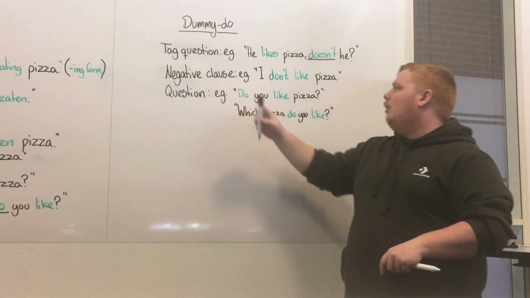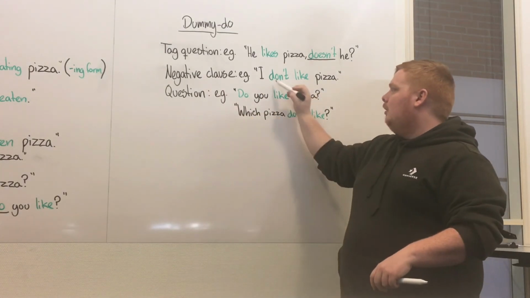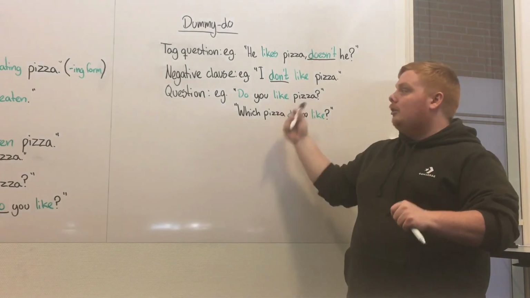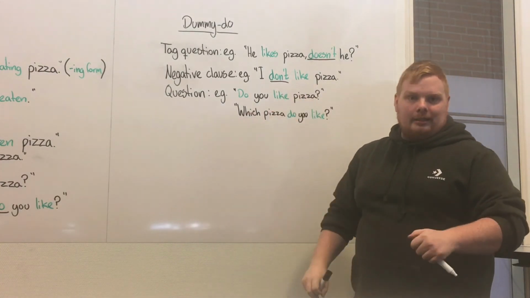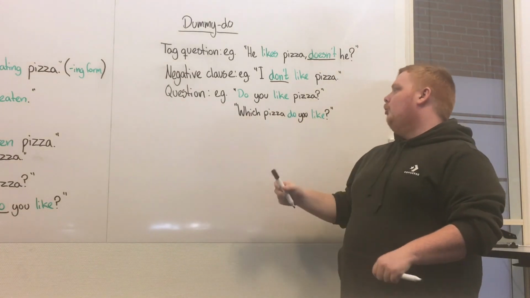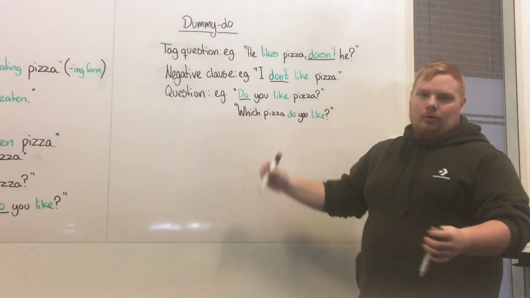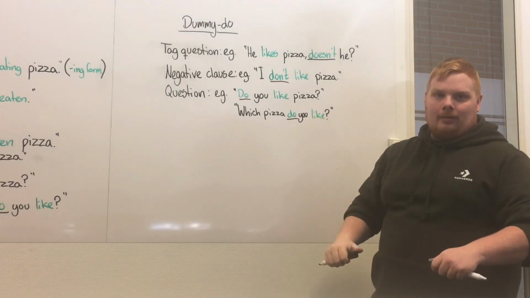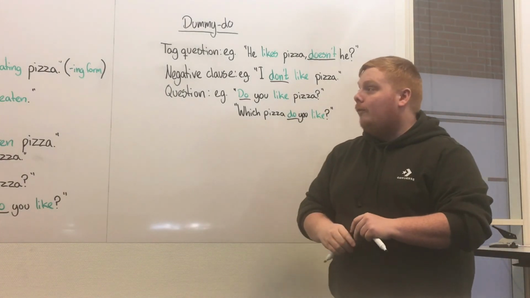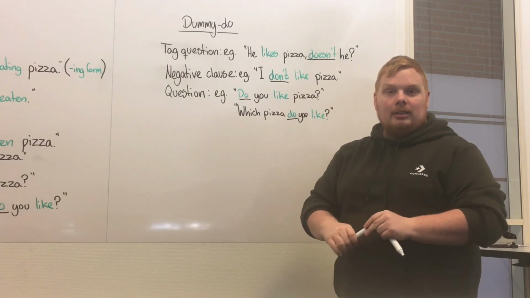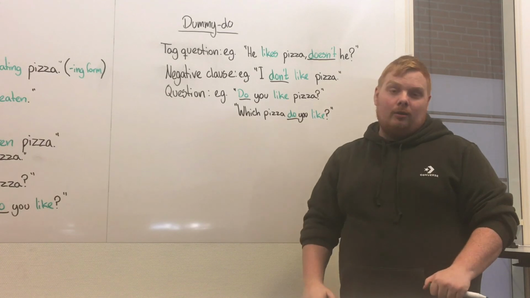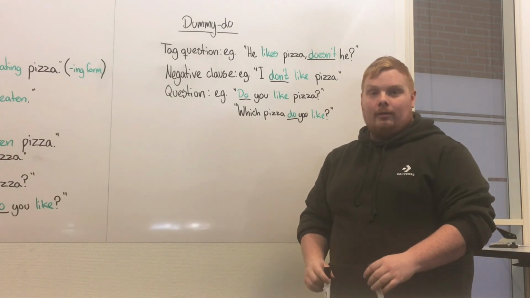Again, we have the negative clause, I don't like pizza. Don't is the auxiliary, like is the lexical. We have do you like pizza? Do is the auxiliary, and which pizza do you like? So I hopefully explained a few things about lexical verbs, auxiliary verbs, and the dummy do. And if not, feel free to rewind the video and listen again.